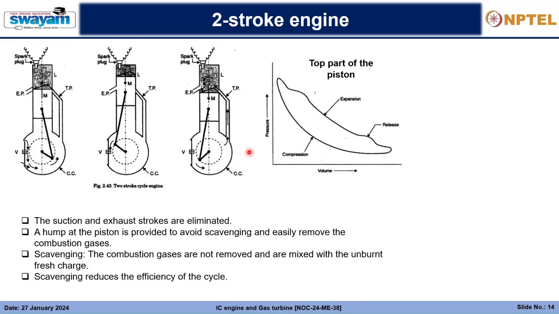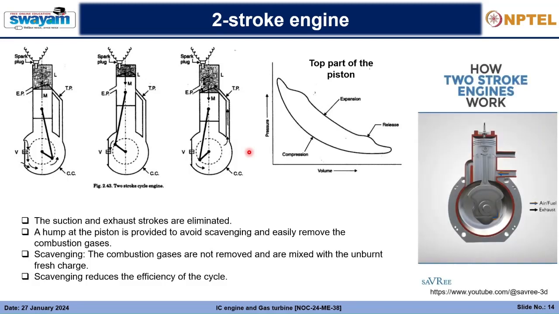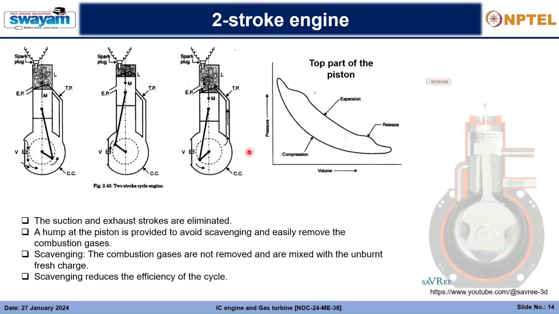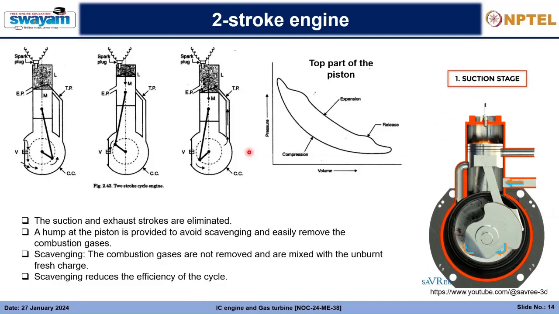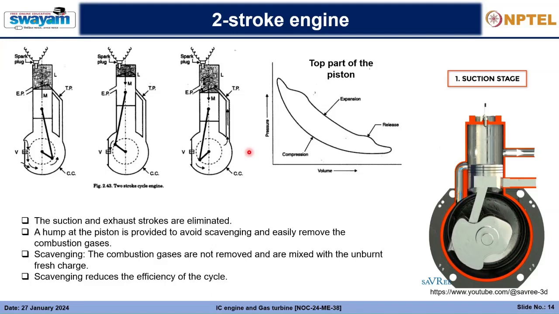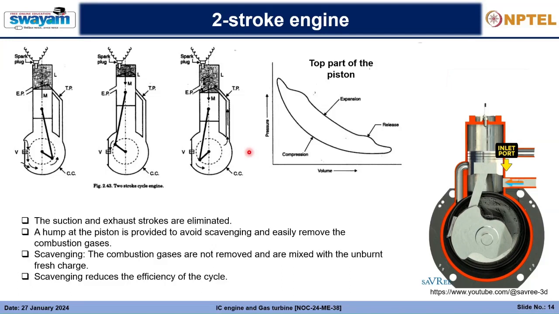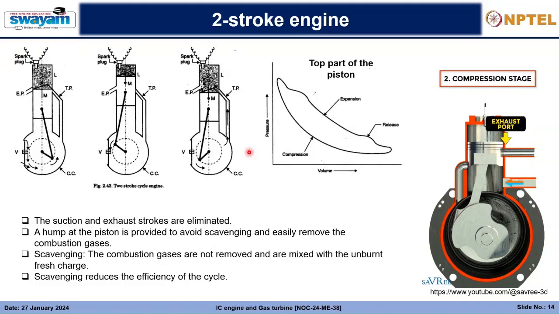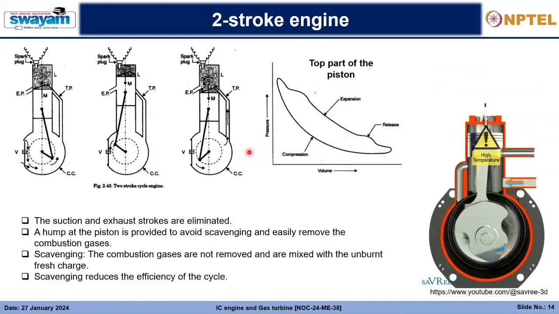So you all have a video demonstration of this. How two-stroke engines work. Suction stage. As the piston moves downwards, it compresses the air-fuel mixture within the crankcase, and the transfer port is uncovered. As soon as the transfer port is uncovered, the compressed air-fuel mixture flows from the crankcase into the cylinder. The piston then travels upwards and covers the transfer port, whilst also uncovering the crankcase inlet port. Compression stage. The piston continues upwards and covers the exhaust port. The air-fuel mixture within the cylinder is compressed by the piston as it moves upwards. The temperature and pressure within the cylinder increases during this stage.